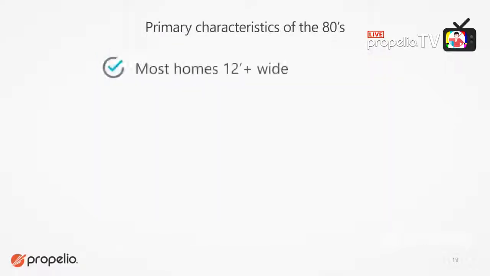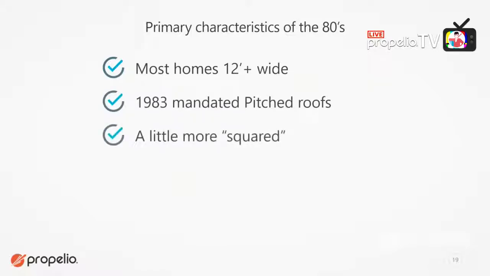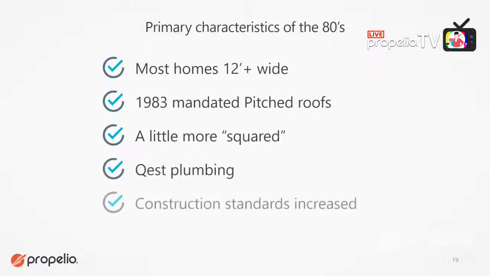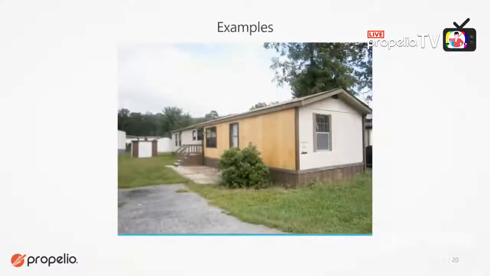So here's some examples. Most of them are 12 foot plus wide. 1983 is when they started mandating the roofs a little more squared off. You're not going to see the bump outs on the elevations in the roofs. You're not going to see weird looking stuff on the outside. For the most part, they're squared. Plumbing, once again, through the 80s, construction standards definitely increased.